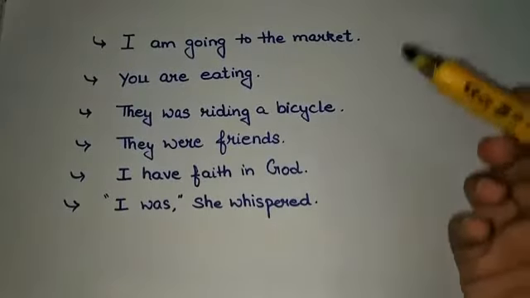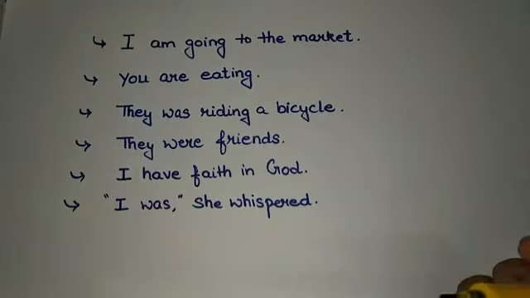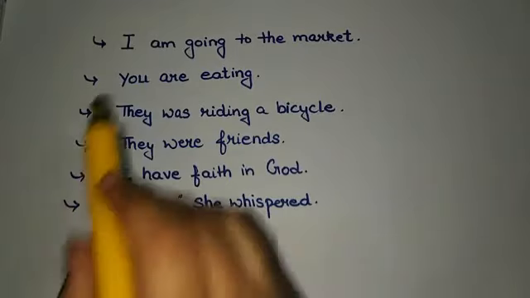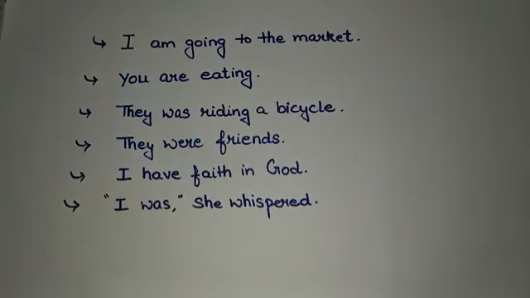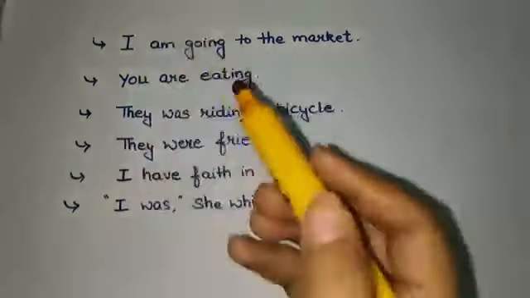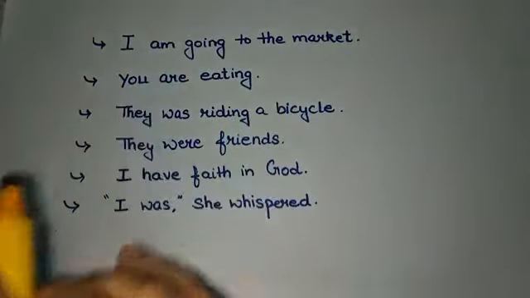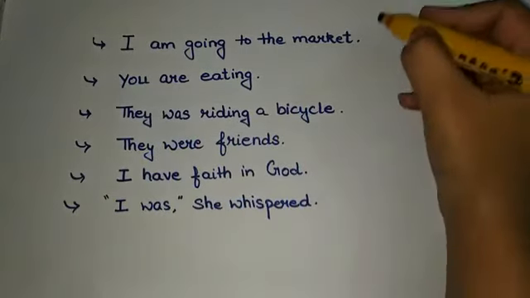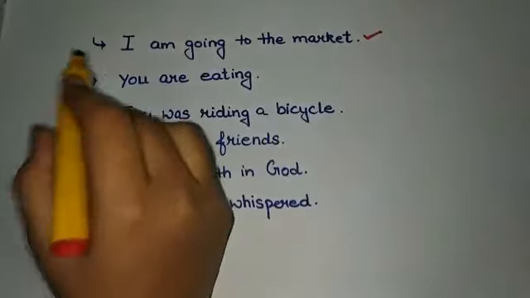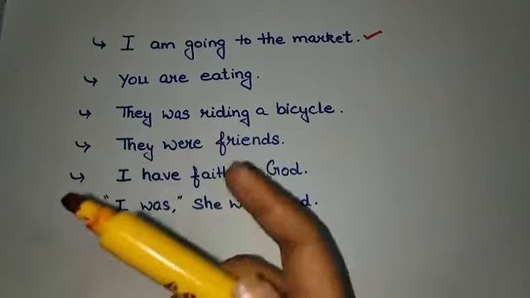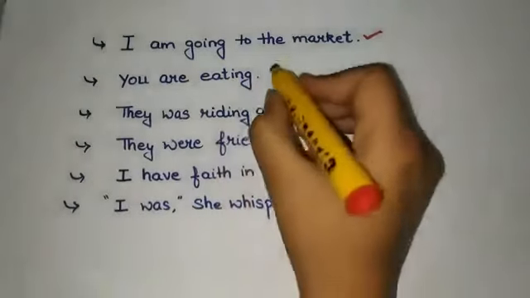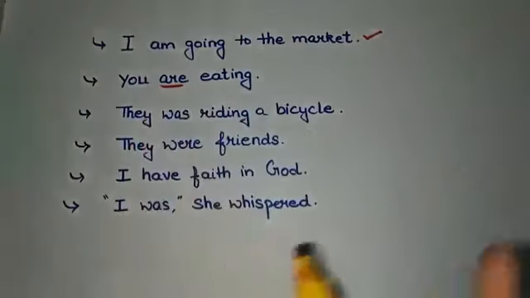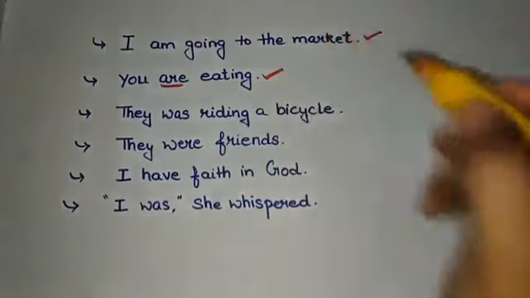Now let us see a few sentences and try to work out subject-verb agreement. Like, I am going to the market. Here I have just told you that in the case of exceptions we use am and was with I. Okay. Other than am and was, there is always a plural verb with I. So, I am going to the market is a correct one and I is singular. You are eating. You is also one of the exceptions, and you is singular and are is a plural verb, and this is also correct.